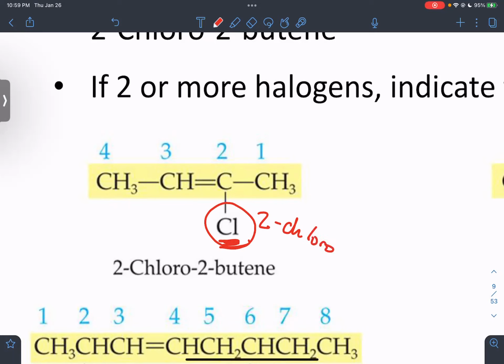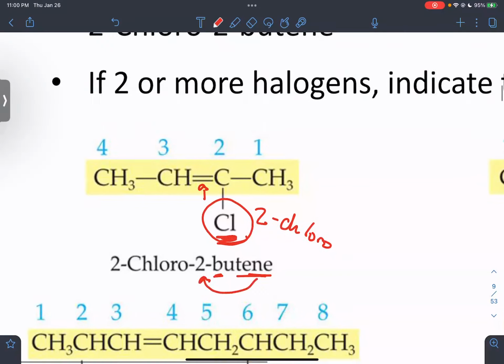2-chloro. Then you look at the parent. Parent's 4 long, so that's but. That's the B, butene. And we said the ENE because we have a carbon-carbon double bond, and we're saying where is that carbon-carbon double bond? And it is at carbon 2. So we have 2-chloro, 2-butene.